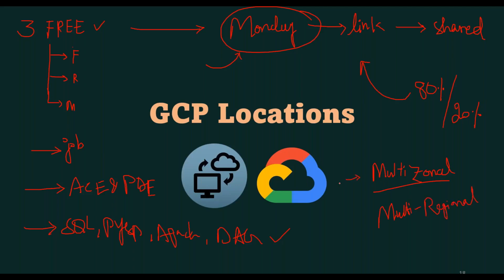So this is for a regional service, and this is for a global service. If your users are globally distributed, go for global. If your users are in a region, then you can go for multi-zonal.